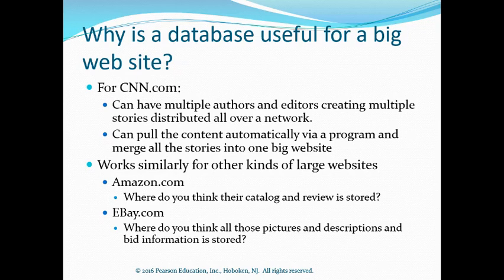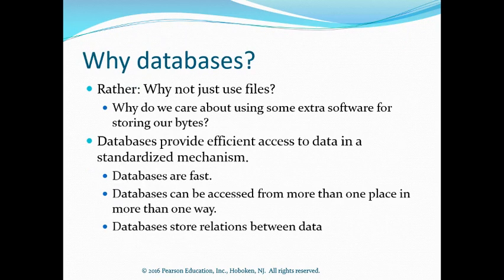For CNN, for example, they can have multiple authors and editors creating multiple stories distributed all over the network. You can pull the content automatically via a program and merge all the stories into a big website. It works similarly for other kinds of large websites. Amazon.com, where do you think their catalog and reviews are stored? eBay.com, where do you think all those pictures and descriptions and bid information are stored?